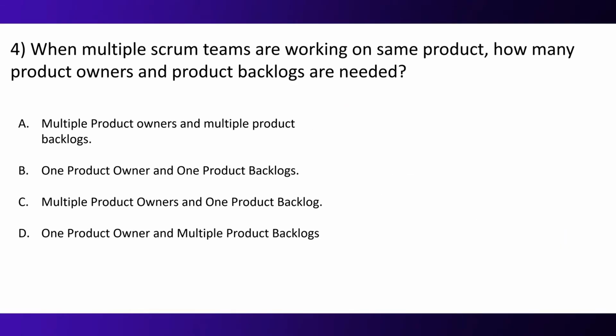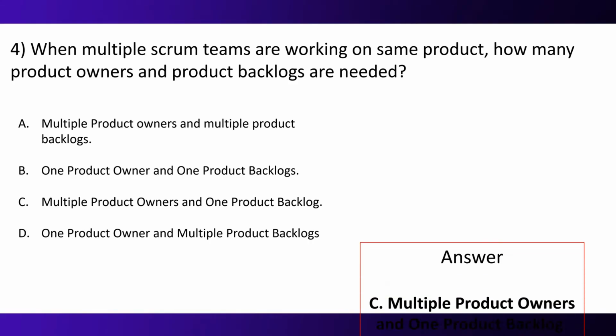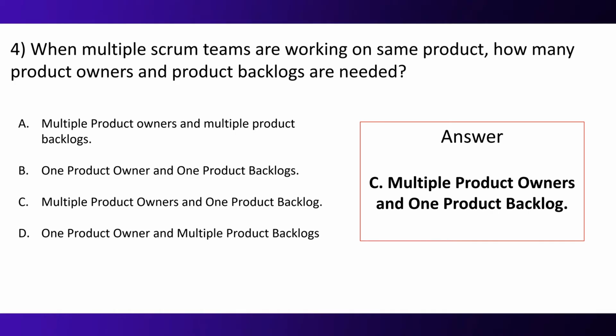Question 4. When multiple Scrum teams are working on same product, how many product owners and product backlogs are needed? Option A, multiple product owners and multiple product backlogs. Option B, one product owner and one product backlog. Option C, multiple product owners and one product backlog. Option D, one product owner and multiple product backlogs. And the correct option is C, multiple product owners and one product backlog.